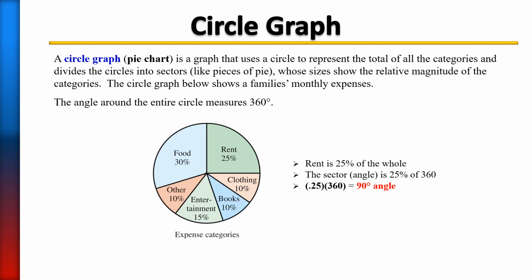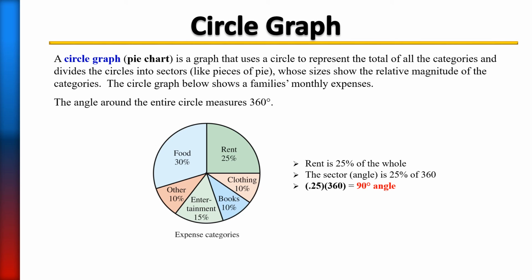Because you know that it's 25% of the monthly expenses, all you have to do is 25% of 360, 0.25 times 360, which gives you 90. So you know to draw an angle that has 90 degrees, and that is what you would shade in for the rent portion. Okay, and you would just continue to do that for each one.